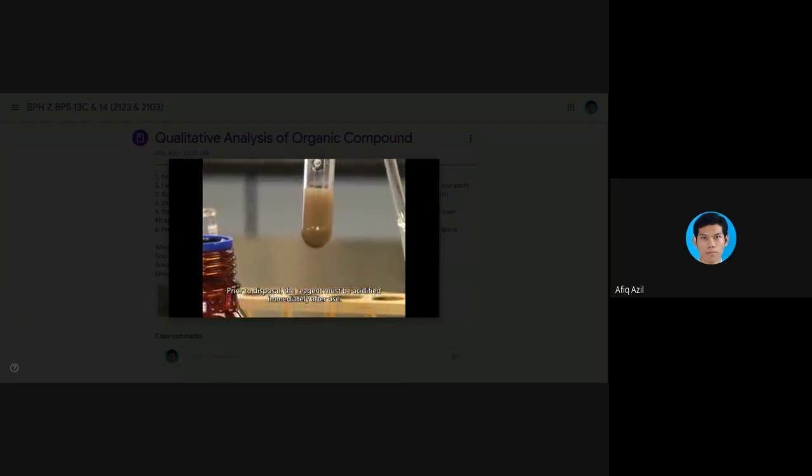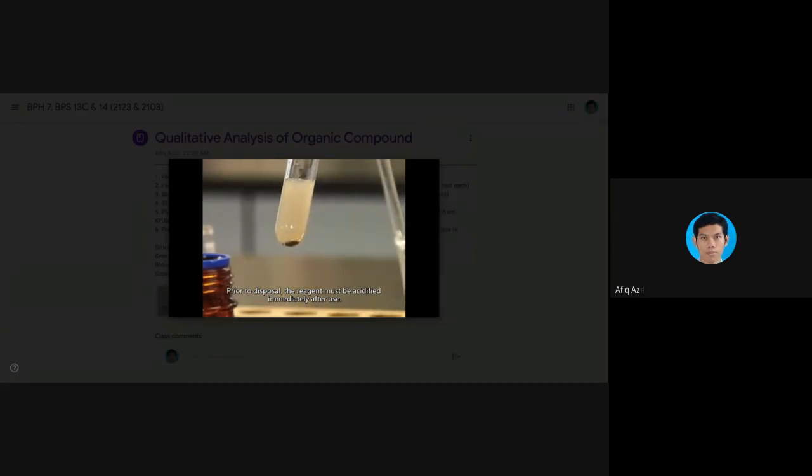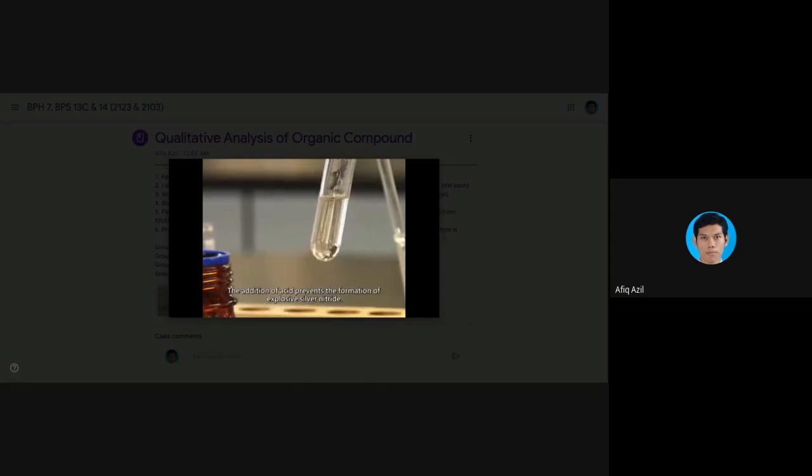It is important that tolerance reagent should be freshly prepared. Prior to disposal, the reagent must be acidified immediately after use. The addition of acid prevents the formation of explosive supernitride.